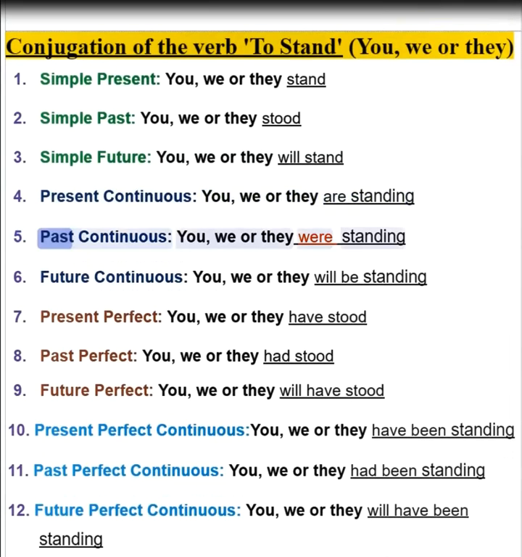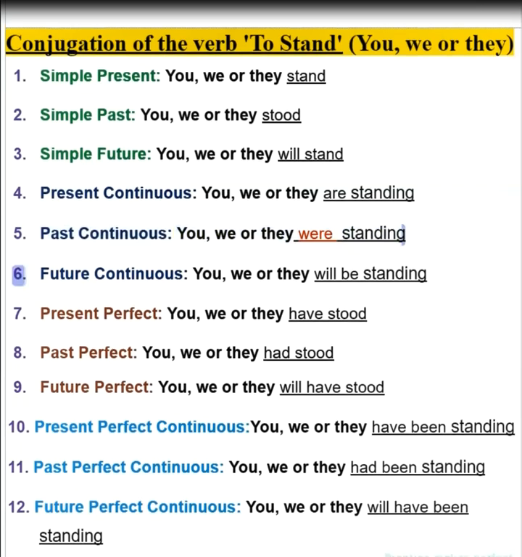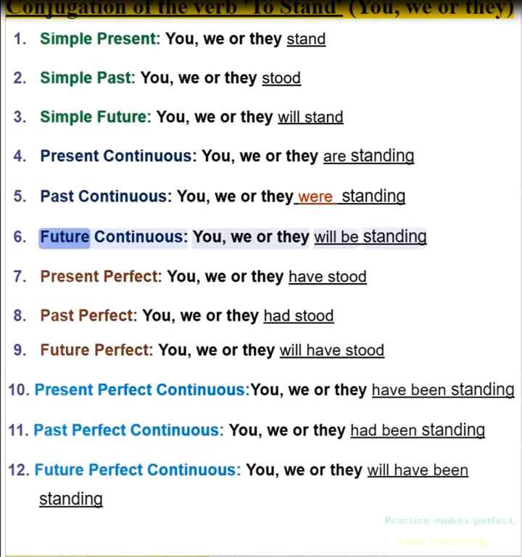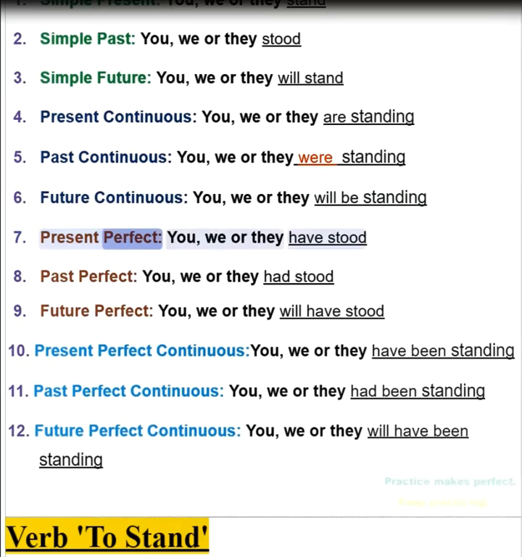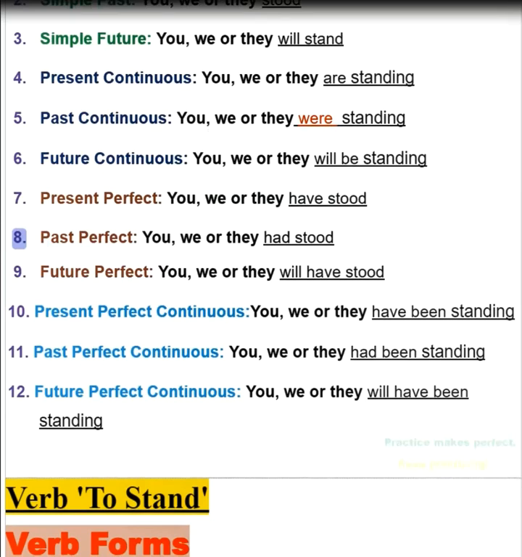5. Past continuous. You, we or they were standing. 6. Future continuous. You, we or they will be standing. 7. Present perfect. You, we or they have stood. 8. Past perfect. You, we or they had stood.